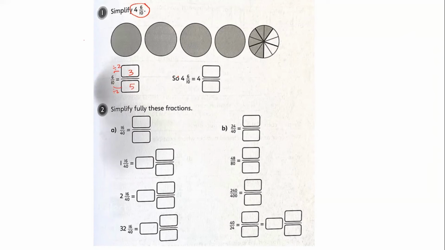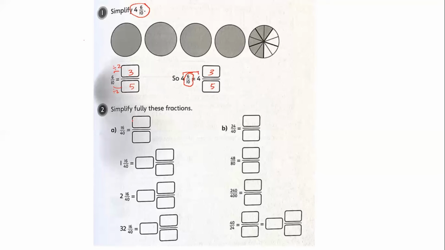And then in here, we just need to write the 4 here. We don't need to simplify it because it is not a fraction. We need only simplify the fraction, 6 over 10. We know that the simplest fraction is 3 over 5. So the answer is 4, 3 over 5.